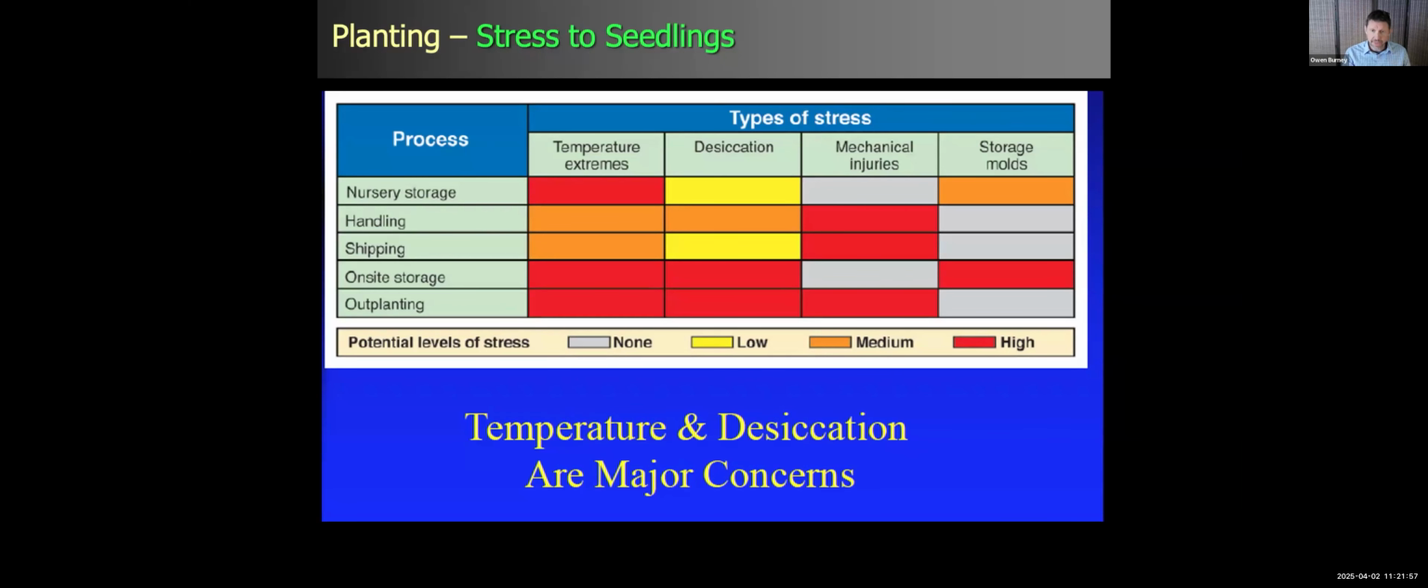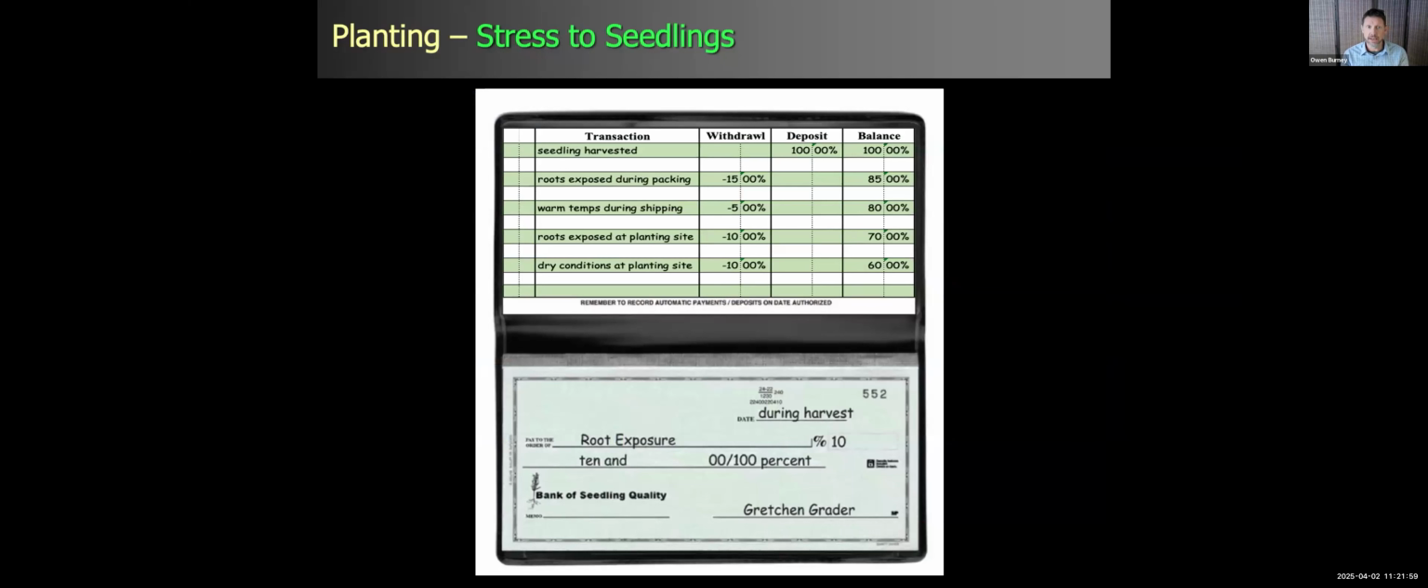And they all are. And I think what we want to do is think of this from a checkbook kind of analogy. When we harvest our seedlings, when those seedlings are lifted from the nursery, it's best to think that they're in their most optimal condition. These are the highest quality that they're going to be. So our balance at that time is 100%.